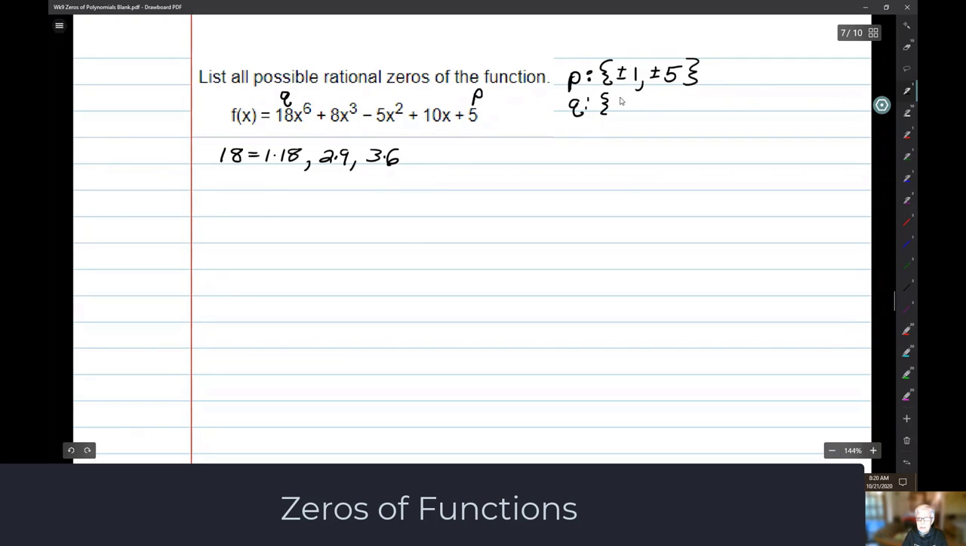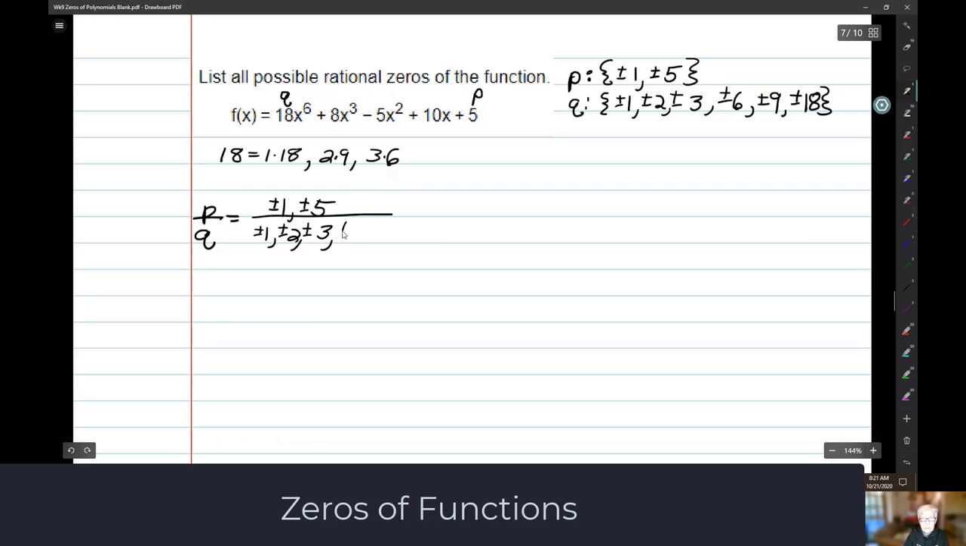So my factors of Q are going to be plus or minus 1, plus or minus 2, plus or minus 3, plus or minus 6, plus or minus 9, and plus or minus 18. So that all of our possible rational zeros are going to be P over Q. That is plus or minus 1 or plus or minus 5 all over plus or minus 1, plus or minus 2, plus or minus 3, plus or minus 6, plus or minus 9, and plus or minus 18.